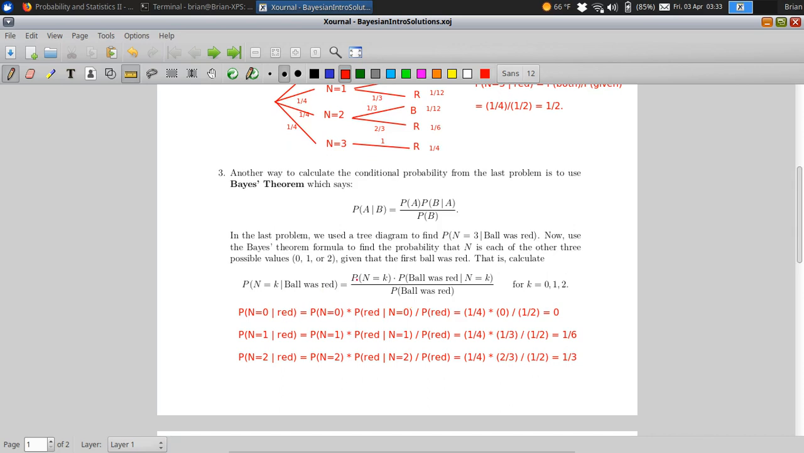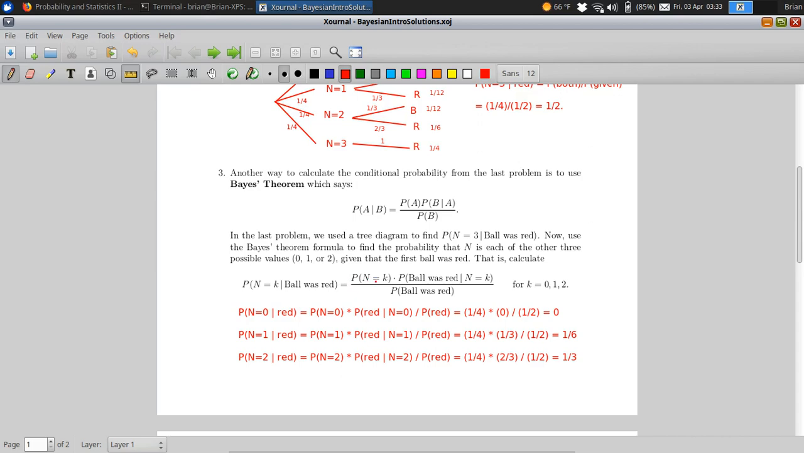So I've got to do this calculation 3 times, once for k equals 0, once for k equals 1, once for k equals 2. So when k is 0, I'm asking what is the probability that n was 0 given that I saw a red ball. And now, of course, if you think about this, this is obvious. It couldn't possibly have been 0 because if we drew a red ball, then there must have been some red balls in the box. So the number of red balls, n, should have been at least 1. So clearly this is going to have to be 0. Let's see if the formula agrees.